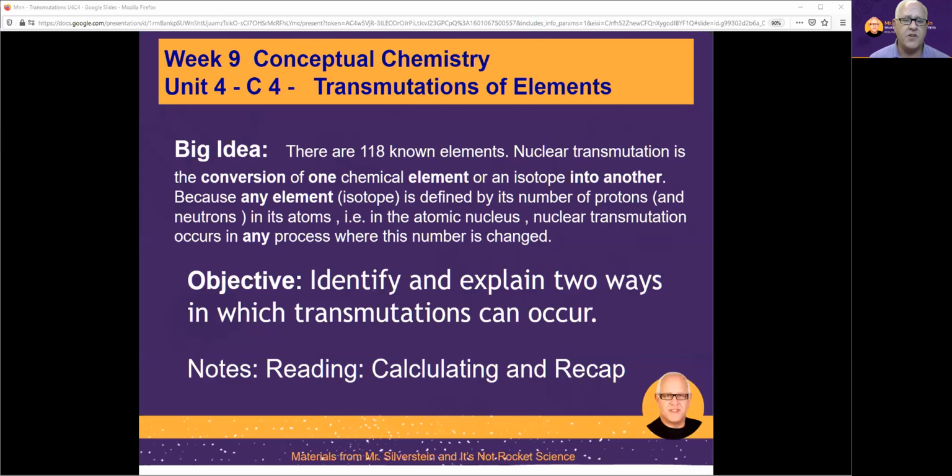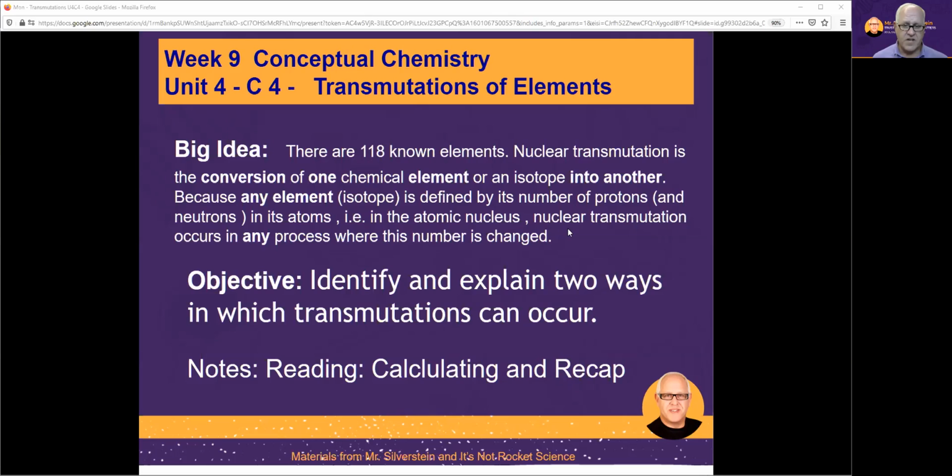So we've been working on nuclear chemistry, and today we're going to work on Unit 4, Concept 4, Transmutation of Elements. And so with the big idea, there are 118 known elements. And nuclear transmutation is the conversion of one chemical element or an isotope into another. And because any element or isotope is defined by its number of protons and neutrons in its atoms, nuclear transmutation occurs in any process where that number is changed. So if the number of protons changes or if the number of neutrons changes, you can have a change.